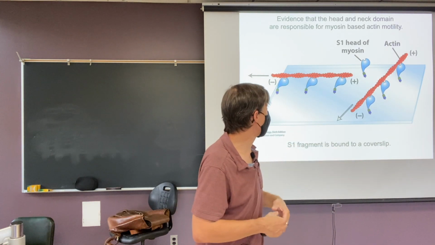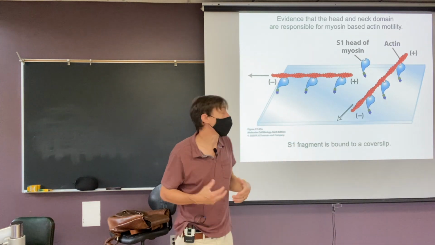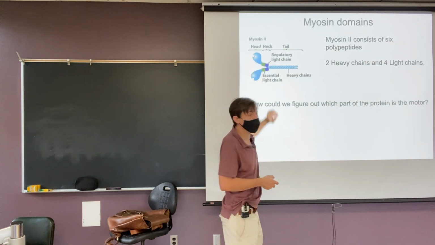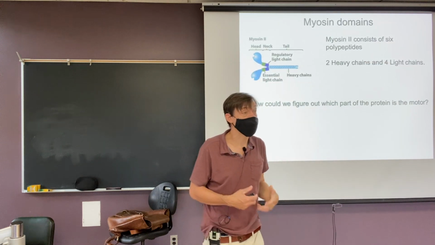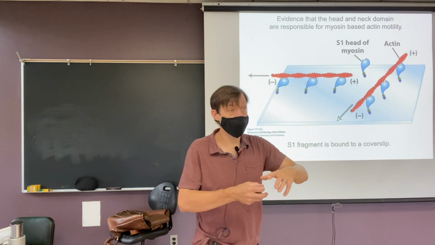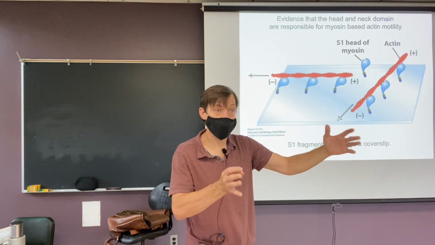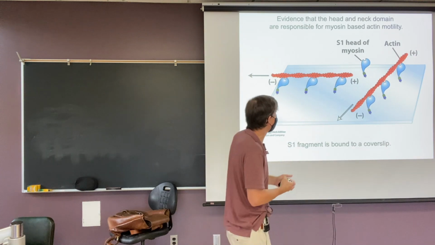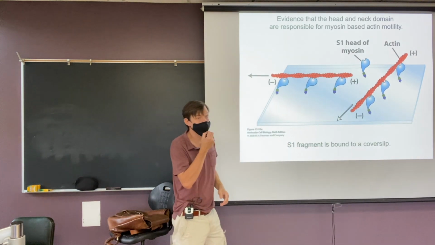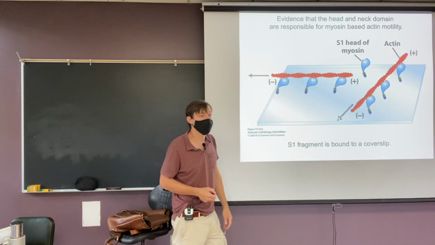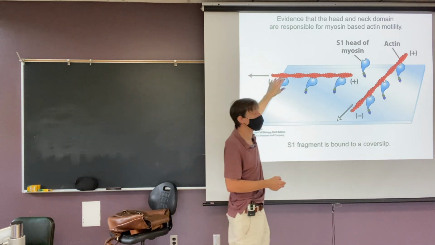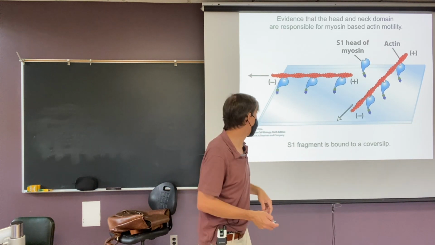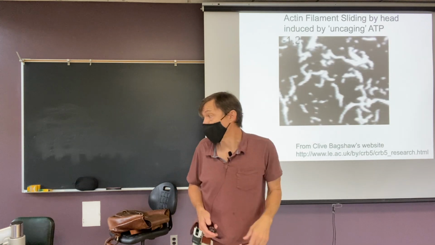And one of the experiments that really helped to show that the head of myosin, this region here, has the essential motor function, was to essentially cut off that section of the protein. Now today, most people would just express that section of the protein, throw it down on a cover slip, add some actin filaments, and see if just this head domain can cause motion or not. And this is the result of the experiment.